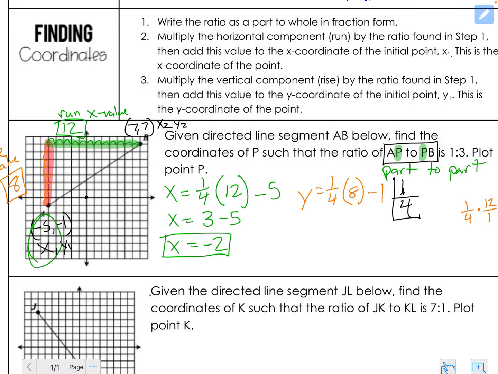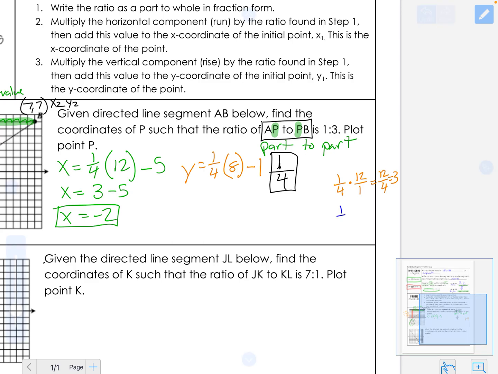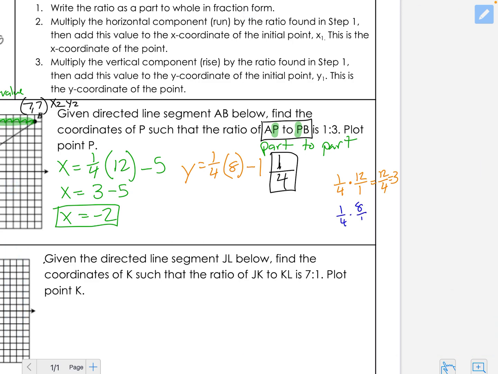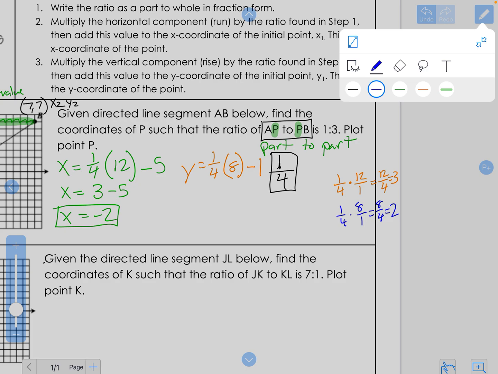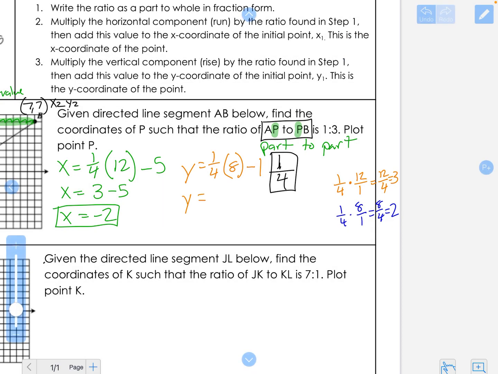So what this tells me to do is, again, I need to go 1/4 times 8. So again, 1/4. I turn 8 into a whole number by 8 over 1. 1 times 8 is 8. 4 times 1 is 4. 8 divided by 4 is 2. So y equals 2 minus 1. So y is going to equal 1.